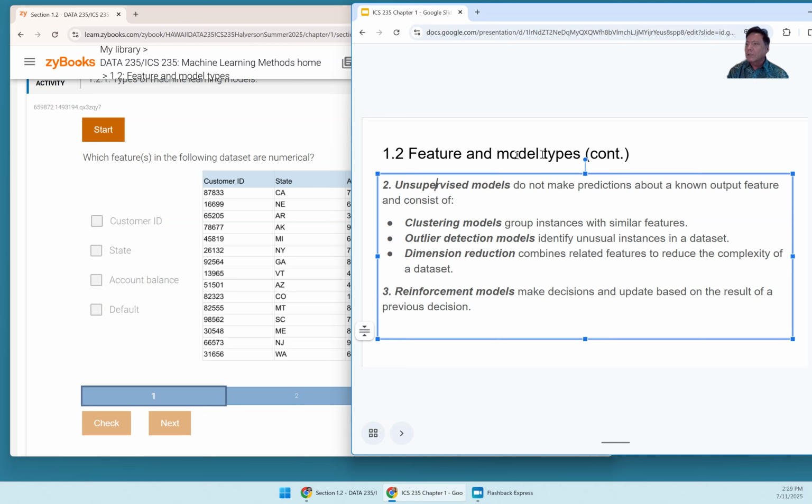There's the unsupervised models. This is for figuring out what the categories are.